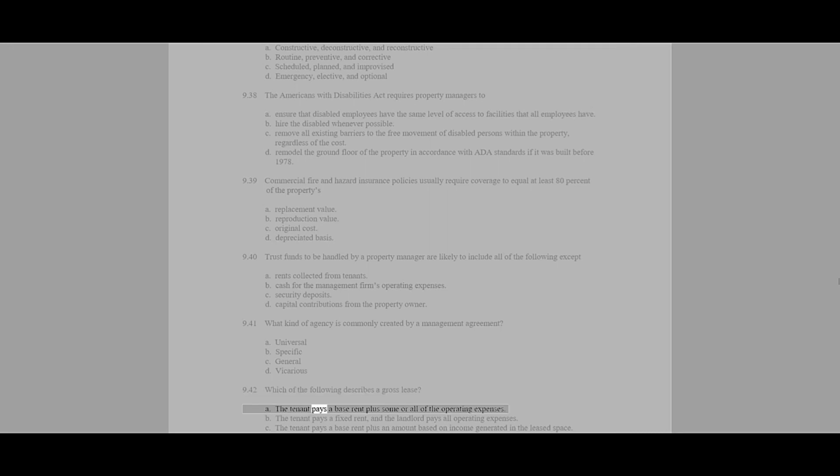9.42 Which of the following describes a gross lease? A. The tenant pays a base rent plus some or all of the operating expenses. B. The tenant pays a fixed rent, and the landlord pays all operating expenses. C. The tenant pays a base rent plus an amount based on income generated in the leased space. D. The tenant pays a rent that increases at specified times over the lease term.